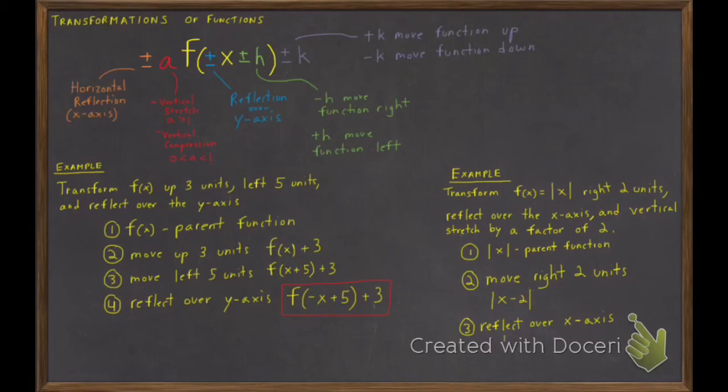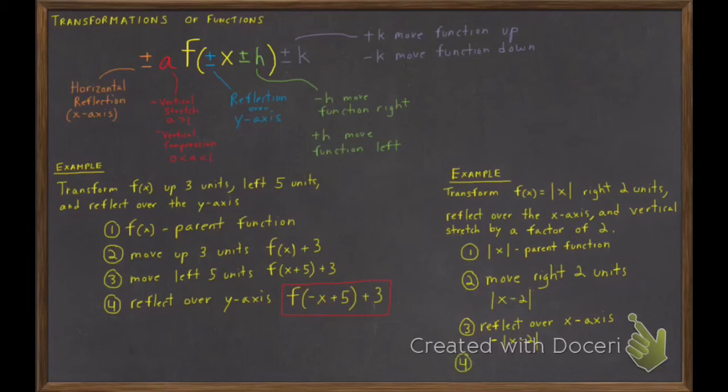So, we know that to reflect over the x-axis, we need to add the negative outside the function. So let's write our function, which is absolute value x minus 2 now. And we need to now add a minus outside the function. That will now reflect our function of absolute value x minus 2 over the x-axis, and our new name now becomes negative absolute value x minus 2.